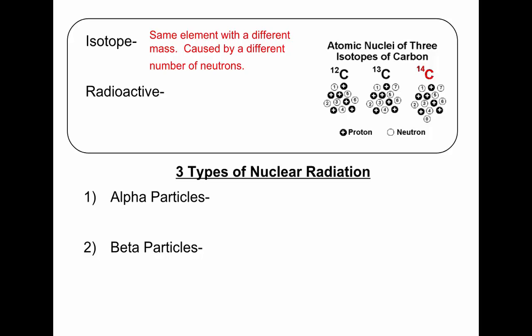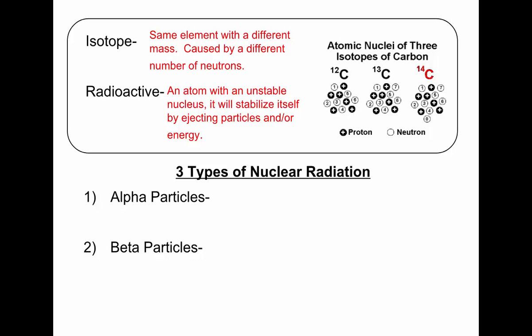Some isotopes of an element are not stable. And they're what we call radioactive. They can stabilize themselves by ejecting energy or particles. They're unstable nuclei that will spontaneously decay. Spontaneous just means all of a sudden doing something. So spontaneously combust means something bursts into flames just randomly, suddenly.